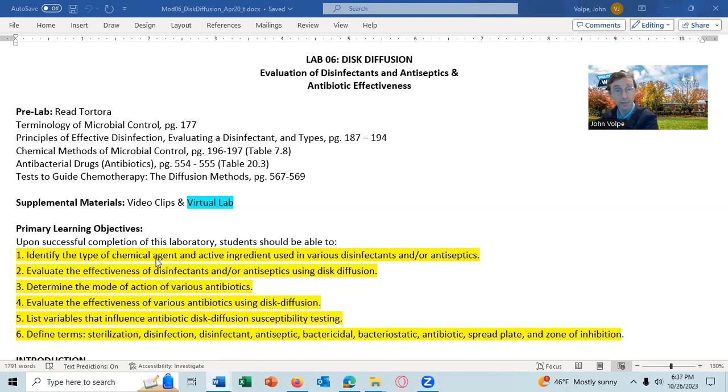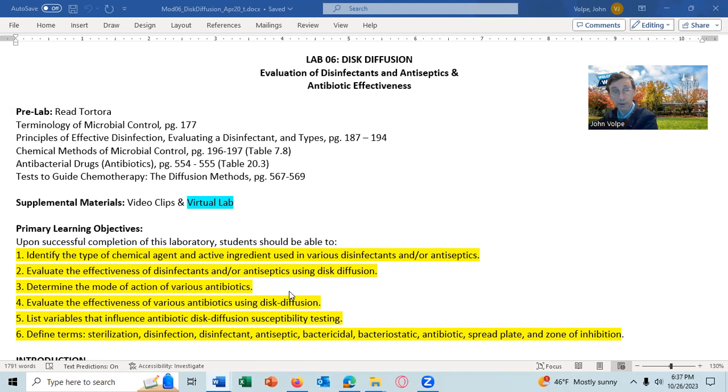The learning objectives for today's lab: 1, identify the type of chemical agent and active ingredient used in various disinfectants and antiseptics. 2, evaluate the effectiveness of disinfectants or antiseptics using disc diffusion. By disc diffusion, we mean the Kirby-Bauer test, and I'll talk a little bit more about that. 3, determine the mode of action of various antibiotics. 4, evaluate the effectiveness of various antibiotics using disc diffusion, meaning the Kirby-Bauer test.